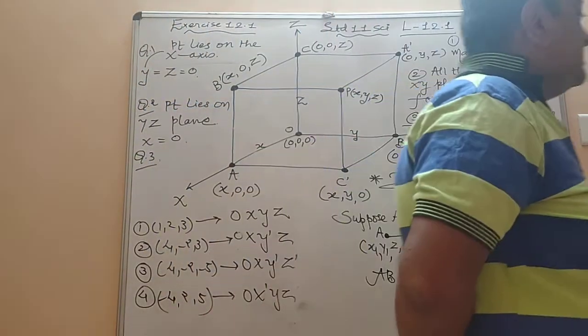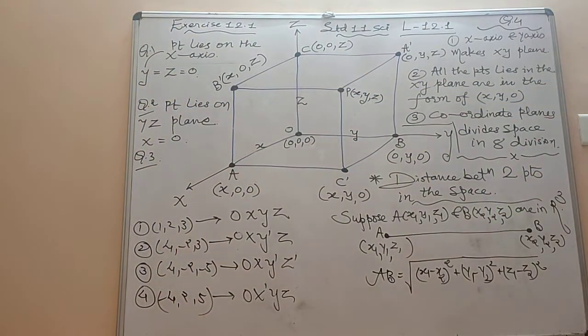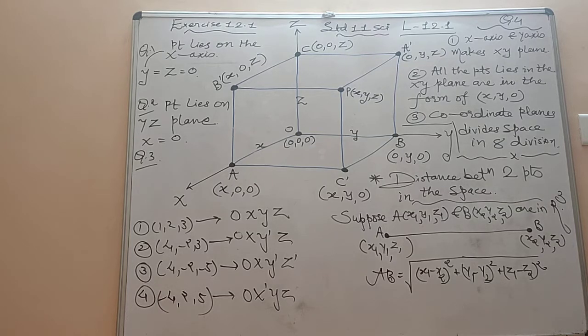And last question 4 is: x axis and y axis makes the xy plane. The first question is what do the x axis and y axis make together? The x axis and y axis make the xy plane. Second question is all the points lie in the xy plane.